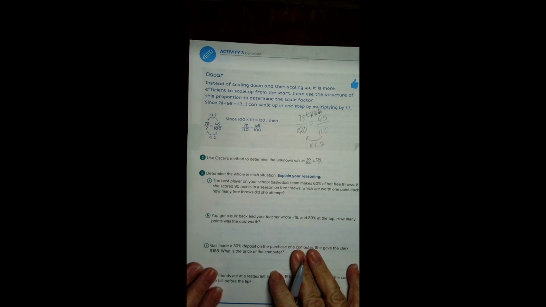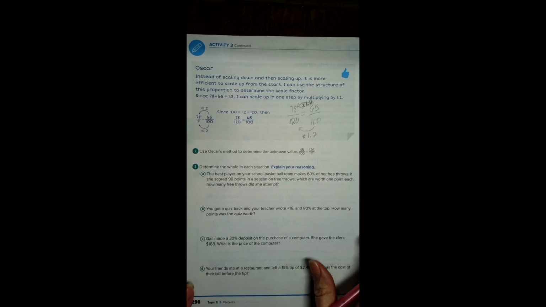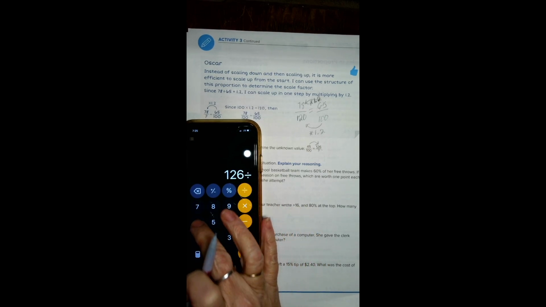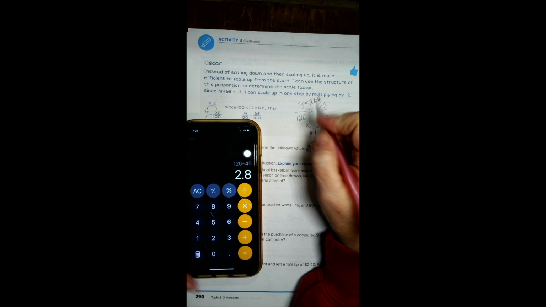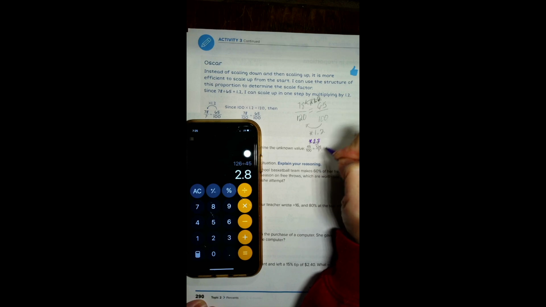It says use Oscar's method to determine the unknown value. We have already done these quite a bit in the last topic, actually. So 45, this is essentially 45%. So 45 over 100 equals 126 over something. How do you go from 45 to 126? Well, I'm not really sure, but I'm sure I can do 126 divided by 45. So it's telling me, I'm going to use a different color here. We're going to multiply by 2.8.